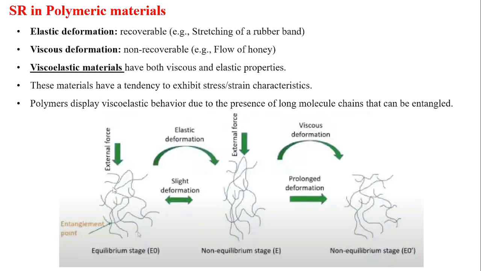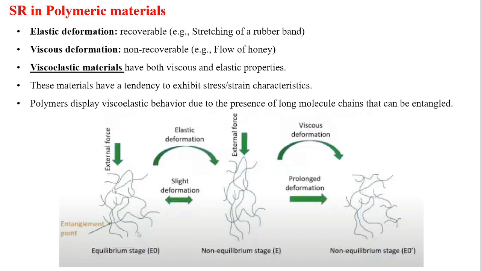If an external force is applied on the polymer, which is already in its equilibrium stage, shown here as E naught, due to the presence of various established forces, initially the polymer will display stretching and elastic behavior in order to maintain its desired equilibrium, or simply a state from which it can revert backward to its original form. That stage is shown here as E.